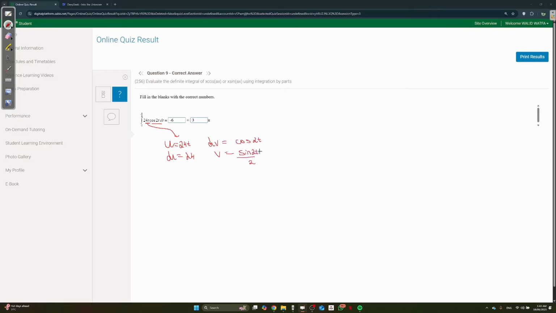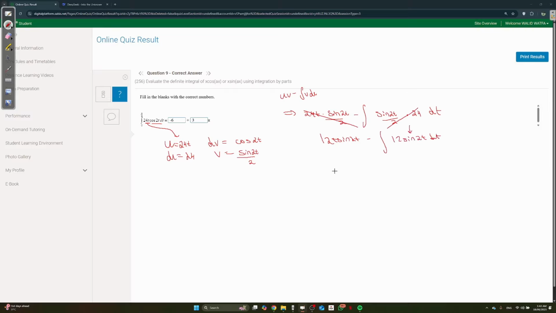So v is going to be the integral of cosine, which is sine 2t over 2. So remember, for trigonometric functions, you have to divide by u prime if you're integrating. Okay, so we got this. Now applying our rule, uv minus integral v du, we get what? uv, so 24t times sine 2t over 2 minus integral v du, so sine 2t over 2 times 24. So we're going to put dt here, right? Let's put some cancelling. So 12t sine 2t minus integral 12 sine 2t dt.